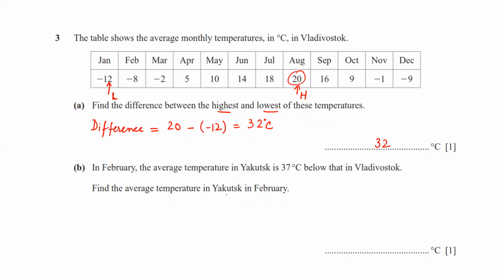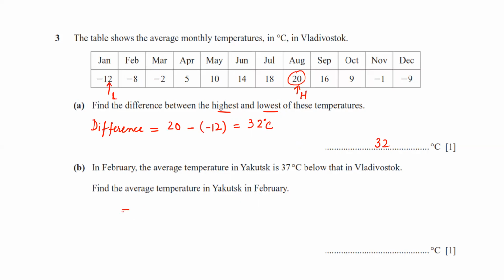It then says in part B, in February, the average temperature of Yakutsk is 37 degrees centigrade below that of Vladivostok. Find the average temperature of Yakutsk in February. Okay, so February is -8 degrees centigrade.